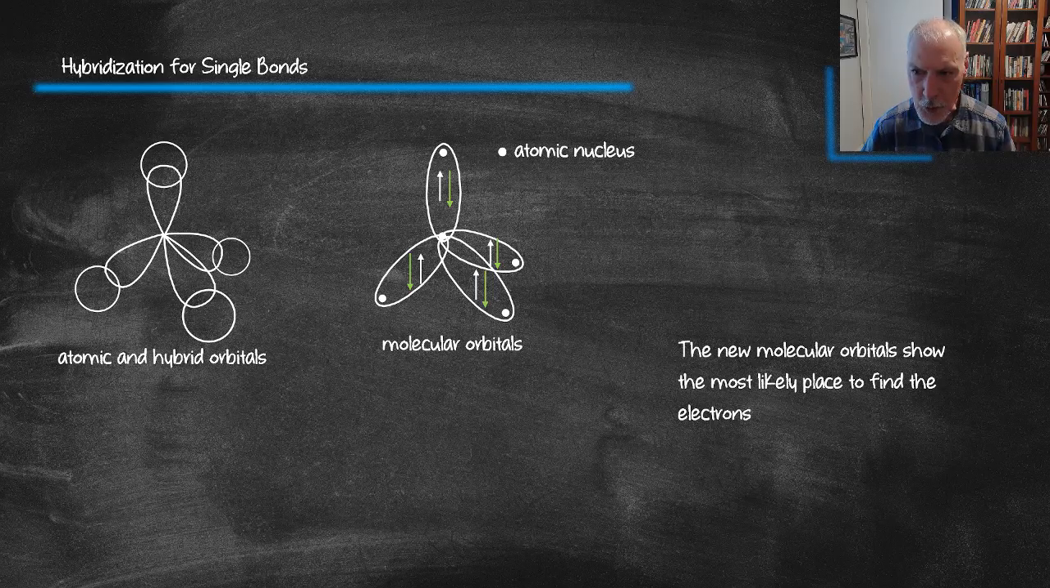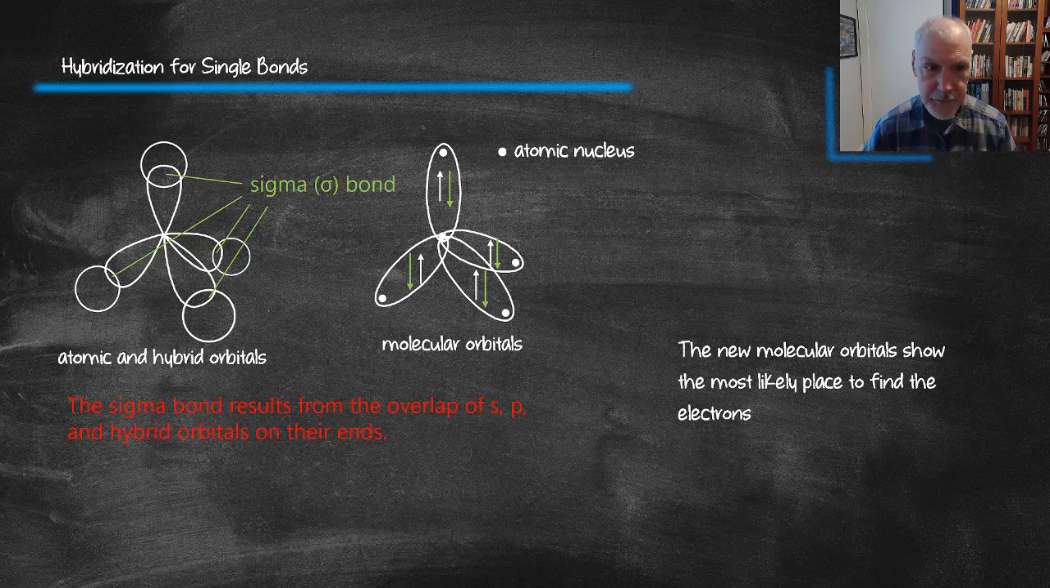Just a note about the overlap between the hybrid orbital and the atomic orbital of hydrogen, which we see at these 4 locations. These are called sigma bonds. Sigma bonds result from the overlap of s, p, and hybrid orbitals on their ends.